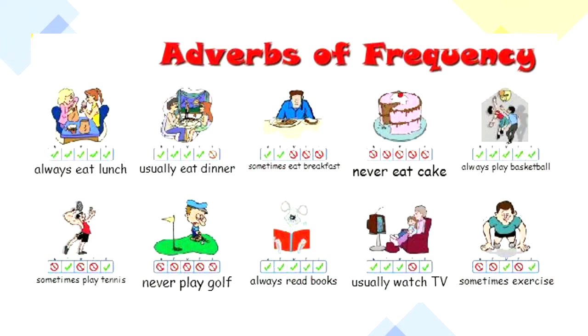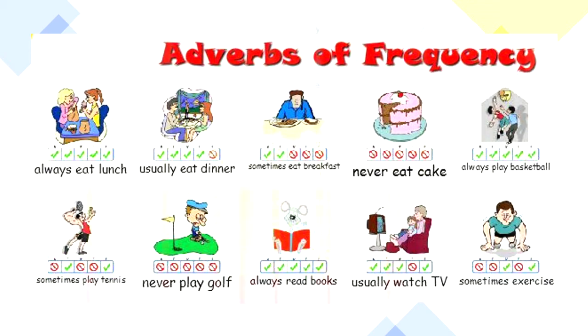Now the next category of adverb is frequency. Now we have some words like always, usually, sometimes, never. These words are adverbs of frequency. And here they are beautifully illustrated before you. Always means when all the green ticks are there. That means you do it every time. Usually means most of the time. Sometimes means 50-50. And never means that you do not do it at all.